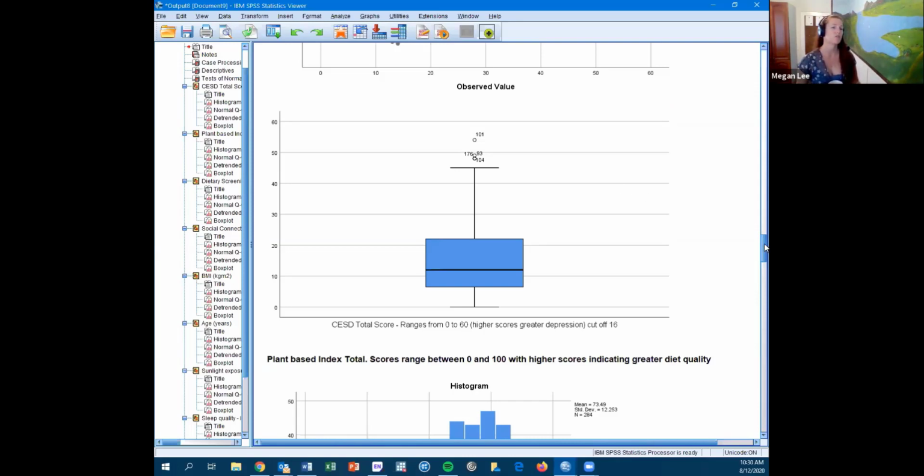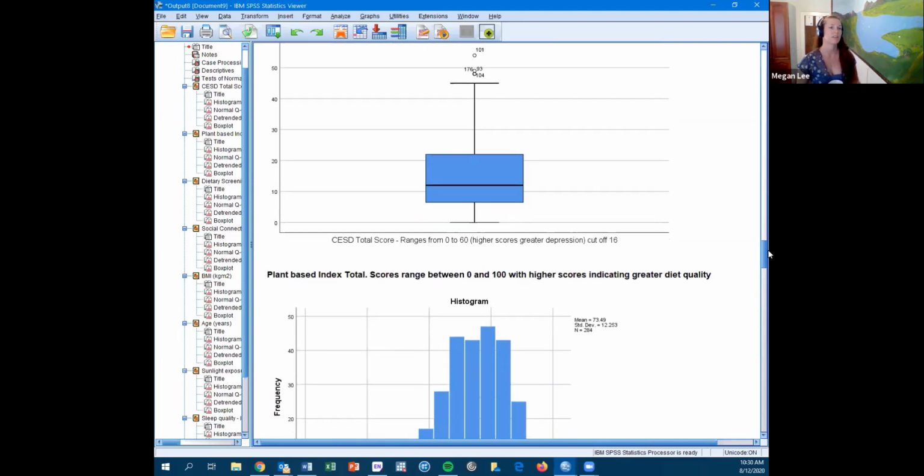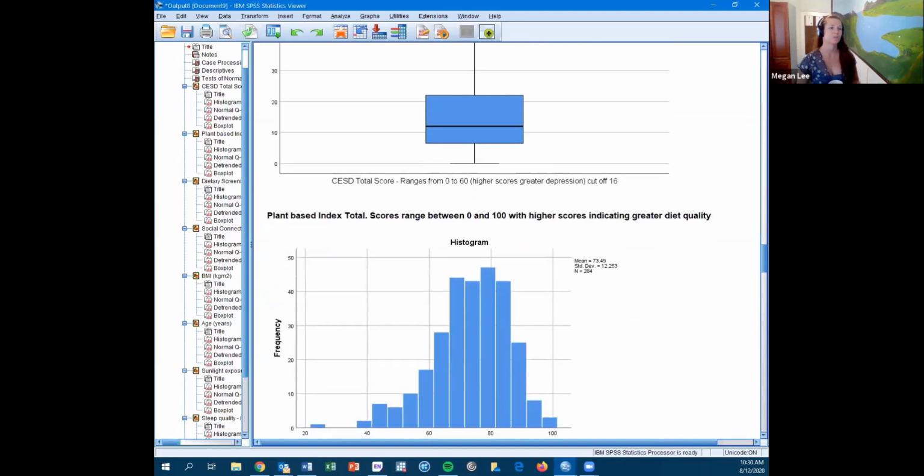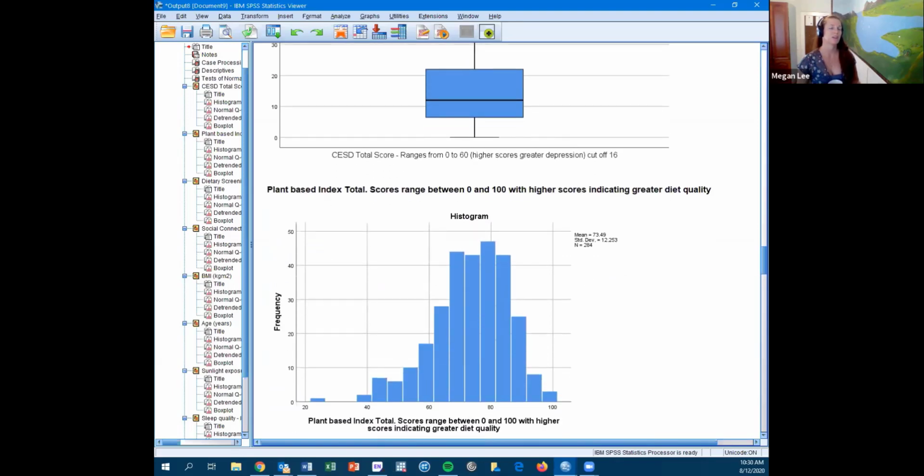So you've got to use your own judgment when you're doing your assumptions testing and deciding what to do with your data at this stage. There's our plant-based index histogram.